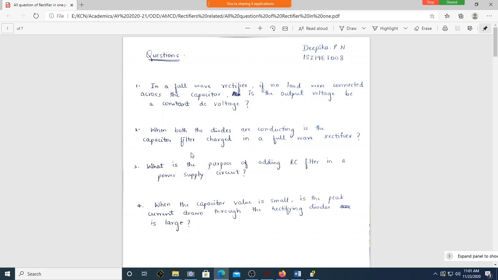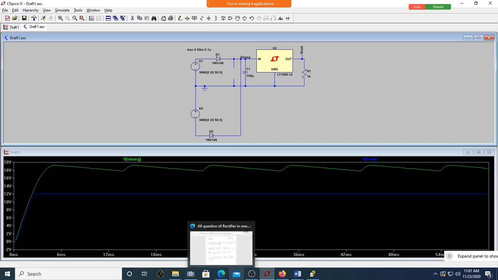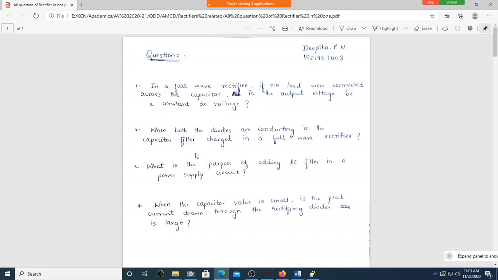When both diodes are conducting, is the capacitor charged in full? No, to be very frank, both the diodes can never conduct. This diode will conduct during the positive half cycle. This diode will conduct during the negative half cycle. There is no question of both the diodes conducting in a full wave rectifier using two diodes. For the capacitor to charge, only one diode needs to be conducting. If one diode is conducting, the capacitor charges through that particular diode.